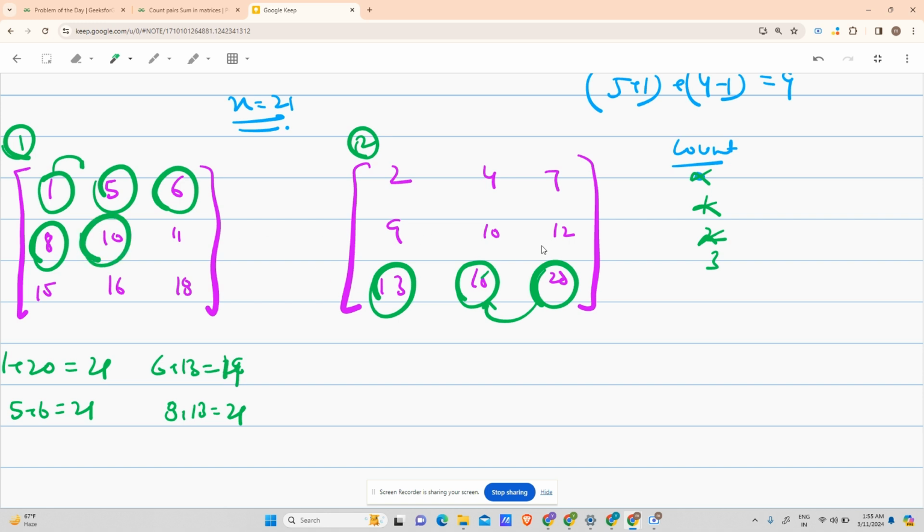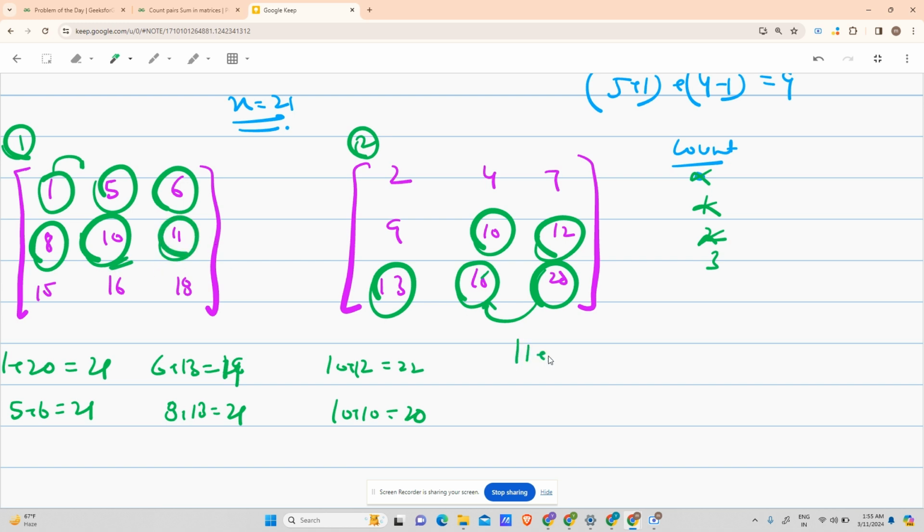Move the pointers: 10 here, 12 here. 10 plus 12 is 22, which is greater, so I have to move my pointer in matrix 2. 12 moves to 10. 10 plus 10 gives me 20. 20 is less than 21, so I will move this pointer.